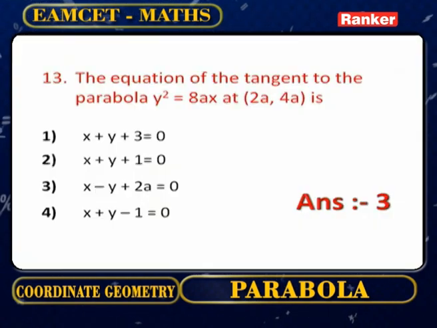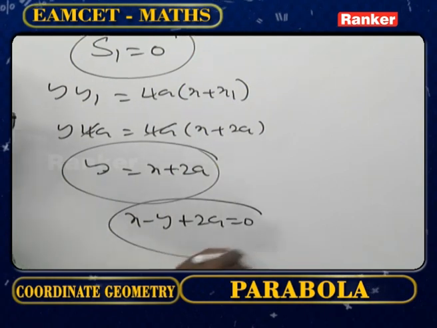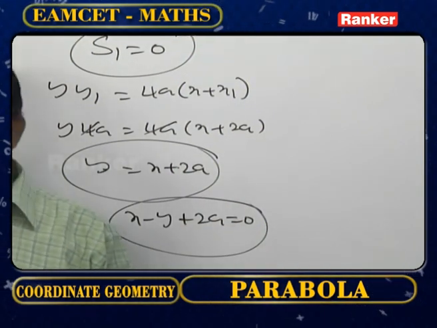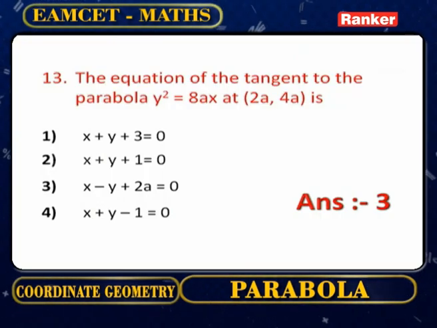Now from the options, if y is taken to the right side, x minus y plus 2a equals to 0, the third option.